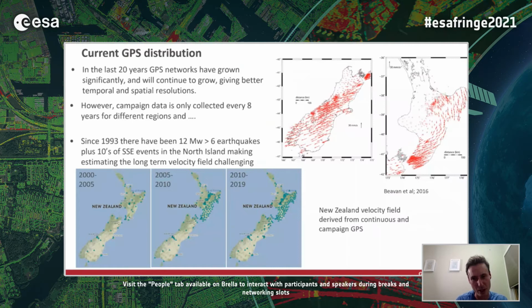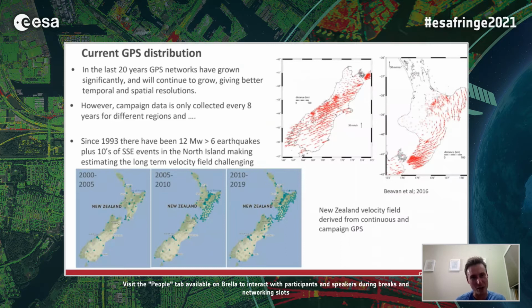To top that up, what we do in New Zealand is, around every 8 years, the country gets divided up into 8, and then every year we go around and resurvey some campaign marks to build up a detailed campaign survey. That's what's shown on the right-hand side in the velocity field, which is basically a combination of the campaign and the continuous data since around 1993.